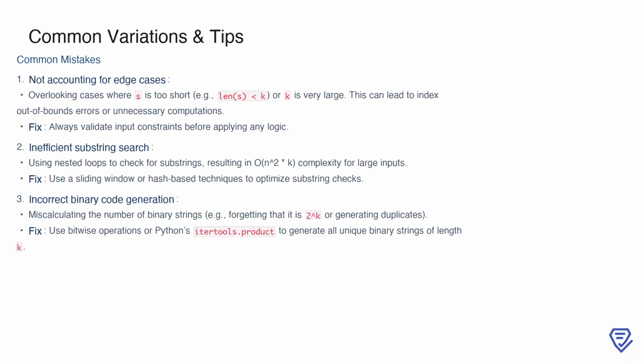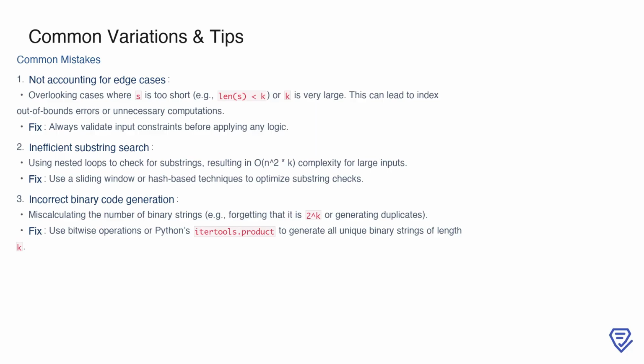Another mistake is using inefficient methods to search for substrings. For example, if you rely on nested loops, you could end up with a time complexity of O(n^2 * k), which becomes impractical for large inputs. Instead, optimize your approach using a sliding window or hash-based techniques.